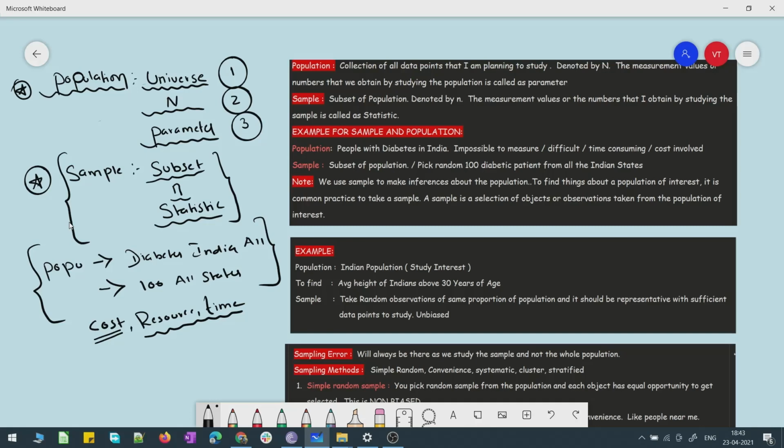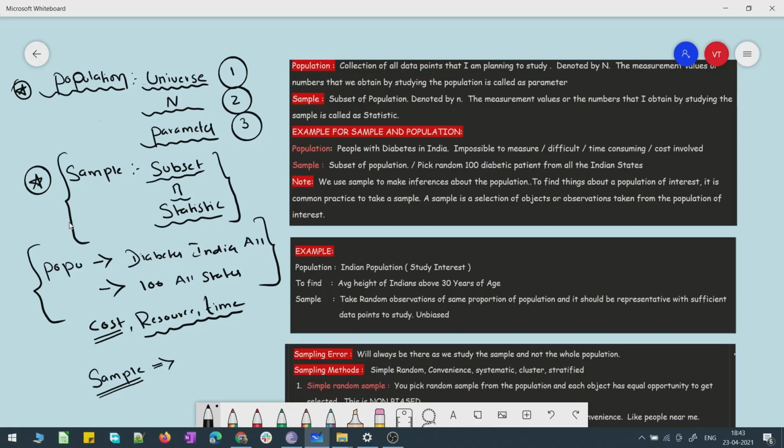And also this particular data set that you're talking about is going to grow. Sometimes by the time you complete, a few more diabetic patients could have come into this particular bucket of tracking. So it's really impossible for us to measure the whole of the population. So the solution that you have is to measure or look at the sample. So what you do is go to all the states in India and pick some random people, random people of 100, or it could be based on the population.